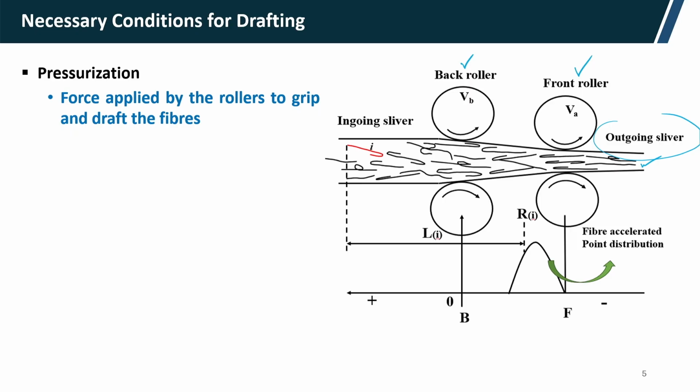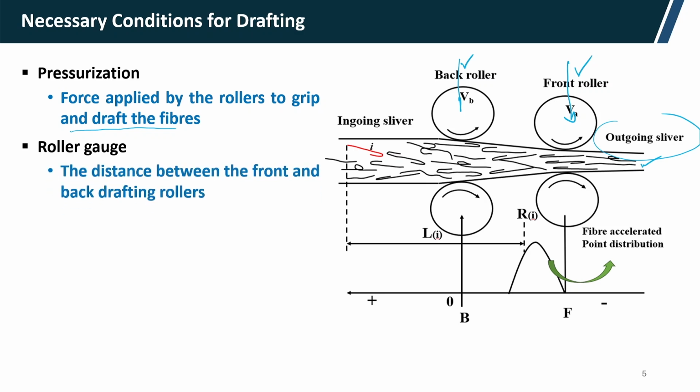So, we have seen mathematically what will be the impact of top roller pressure on roller slippage. So, there will be force, pressurization from the top, then it will grip and draft the fiber. And roller gauge is also important. The distance between the front and back drafting roller is the roller gauge. This is the roller gauge, front and back roller distance.